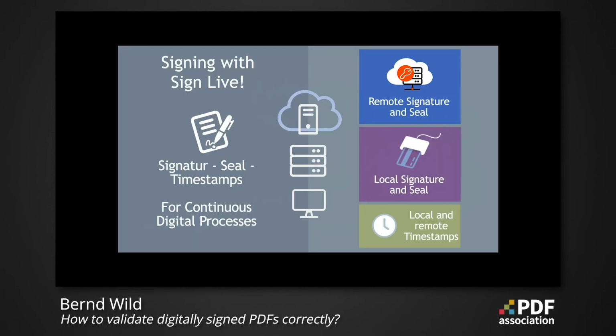Signing with SignLife, our core product. As I said, you can do this on a local base with a smart card or a crypto token, as well as on a remote base. That means then you have to use a server, or you can use our client, and the client talks directly to a remote signature service. And there we can offer all common remote signature services in Europe, as long as they are published via the CSC API.